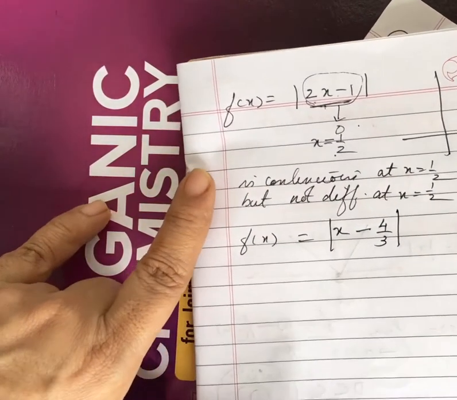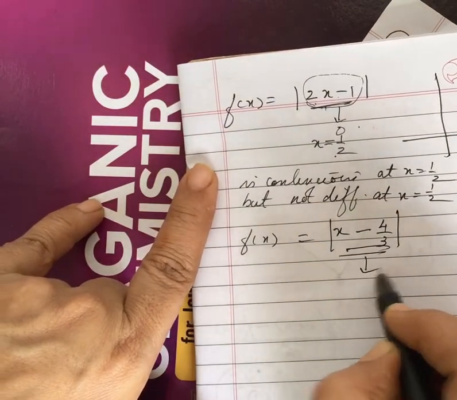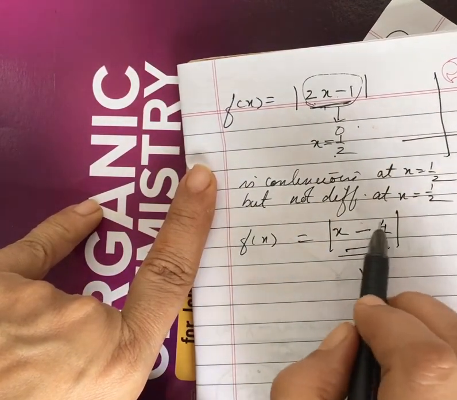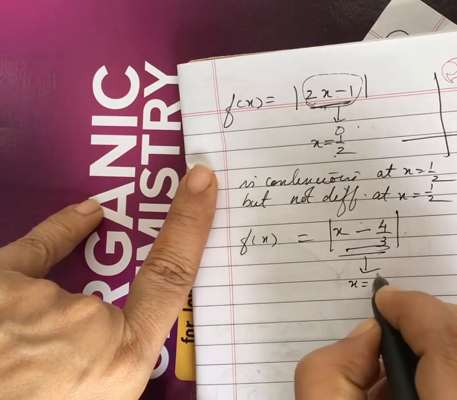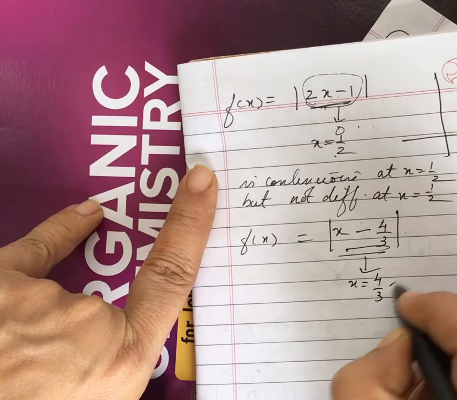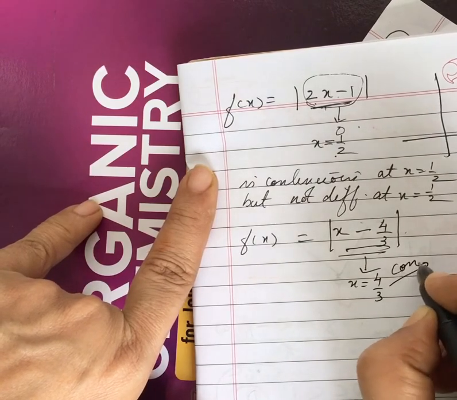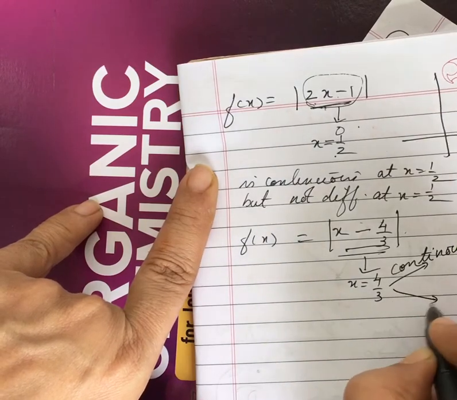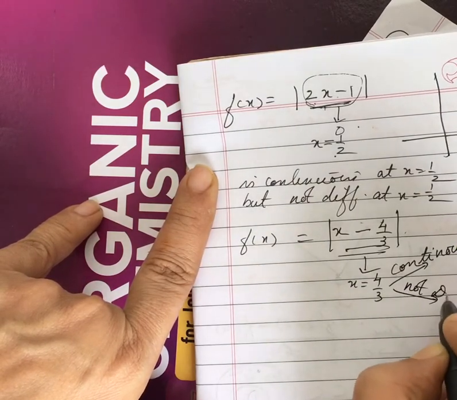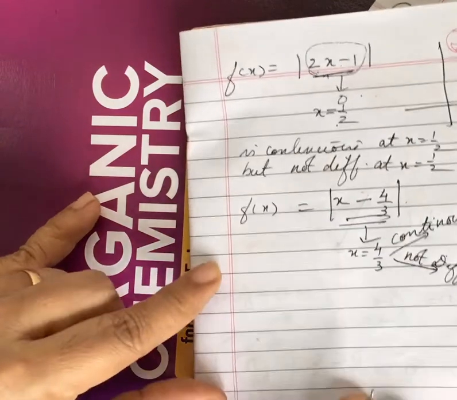Modulus function. Especially the MCQ comes like this. Wherever this is equal to 0, that is, when x equal to 4 by 3, it is continuous but not differentiable. This is very important to know.